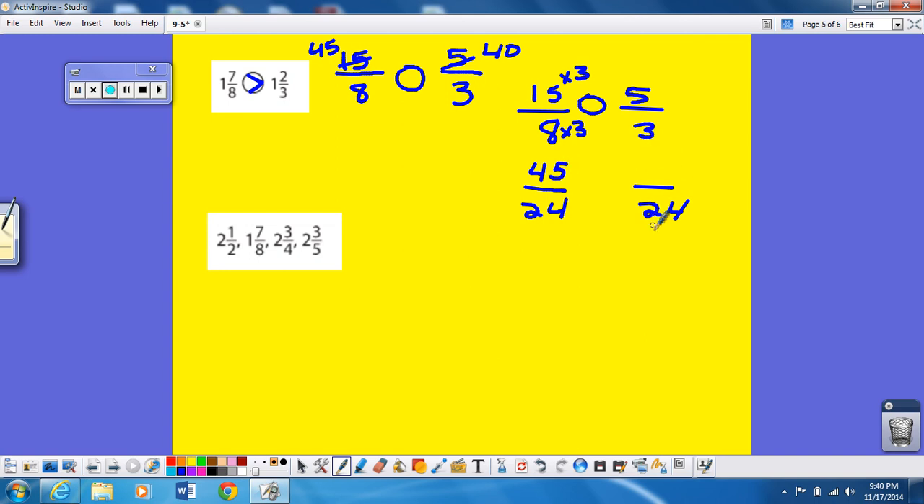How did I get from 3 to 24 in this denominator? Well, I had to multiply it by 8, which means up here I have to multiply by 8. And 8 times 5 is 40. You see, we ended up with the same numbers. I've just shown you a shortcut. Okay? Now, let's look at this last problem here.